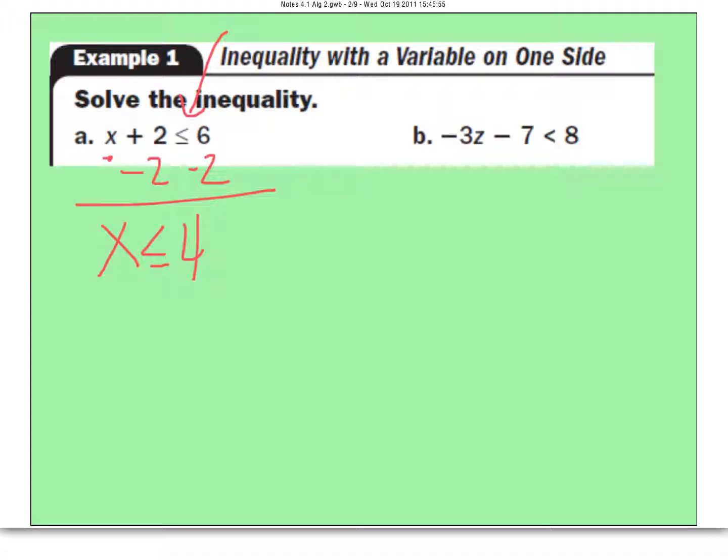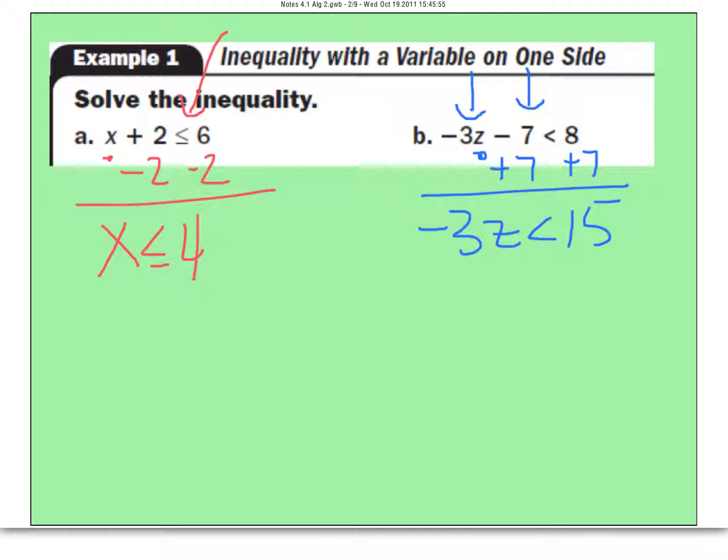Now equation B is going to have a little twist to it. This one here though, we want to get z by itself, so we need to get rid of the negative 3 and the minus the 7. You work your way furthest out and work toward the z, so I'm going to get rid of minus 7 by adding. That's negative 3z is less than 15. Now to get rid of the 3, you divide by negative 3.